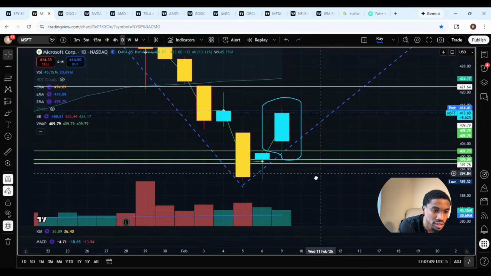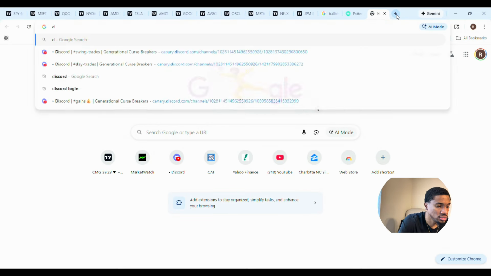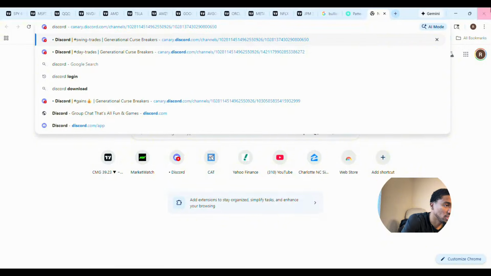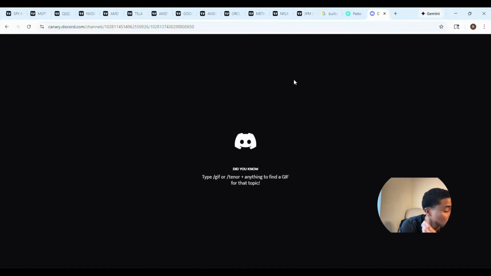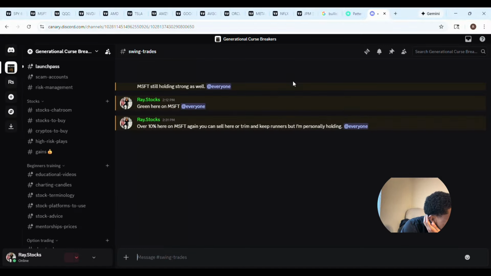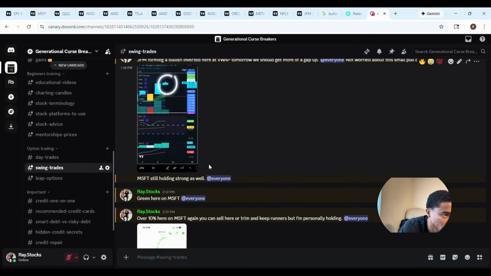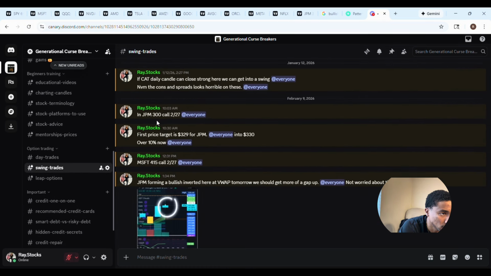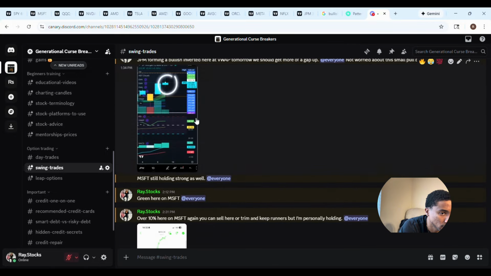I'm personally going to get into calls. I signaled it out in my chat as well. So let's go to my Discord and see if it loads. I'll signal this out as well in my chat. We just got into it today. So let me show y'all my Discord. So I got in right here, swing trade. We got into Microsoft right here. Microsoft 415 call, February 27th.